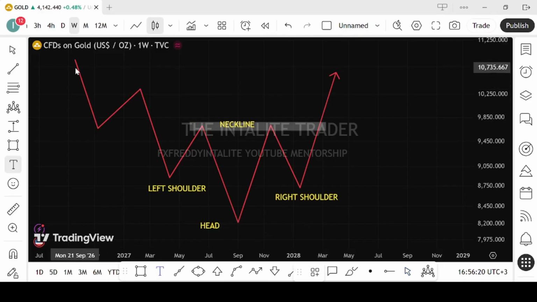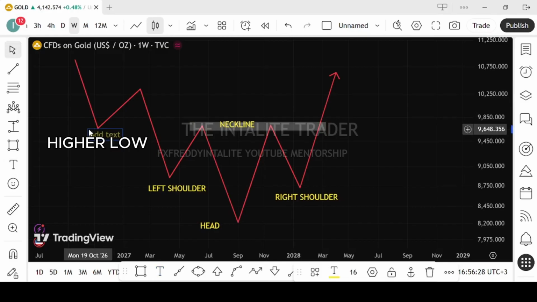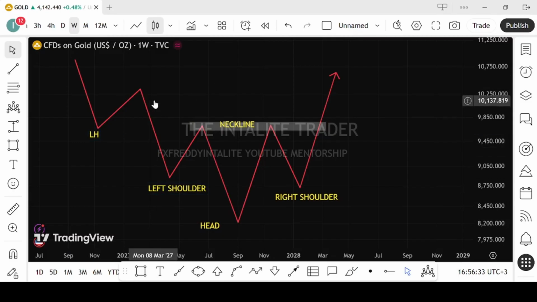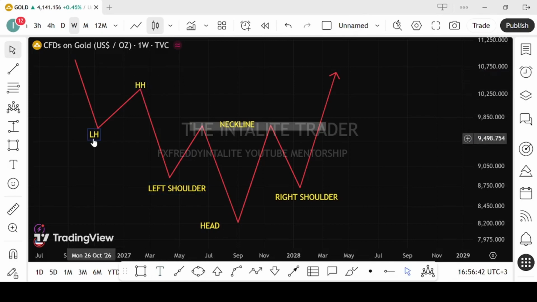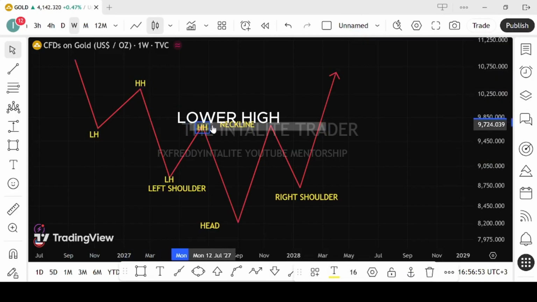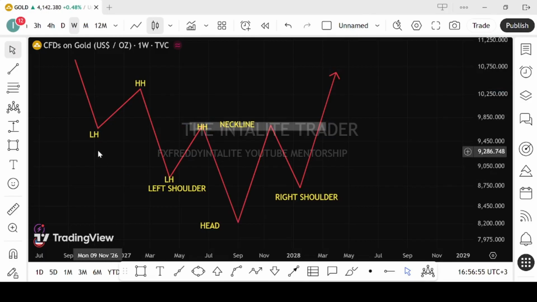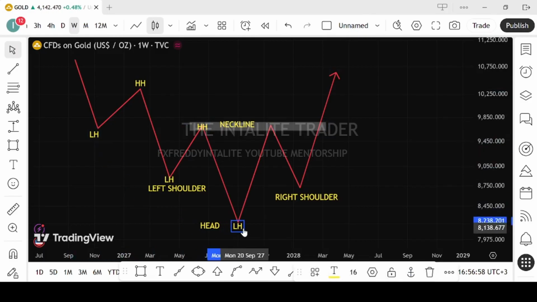We have price giving you a low or lower high, assuming it is coming from an uptrend. You have a higher high. This is a higher high. You also have another lower high, this one, which is our left shoulder. You have a higher high, which forms a neckline. You have a lower low, which forms the head.